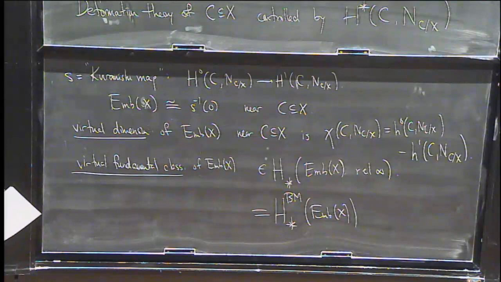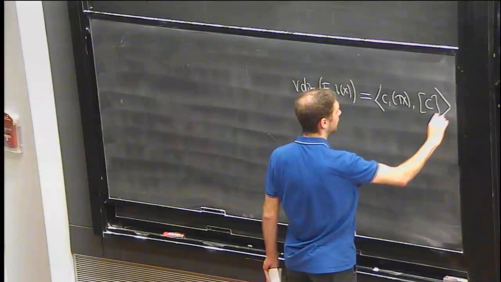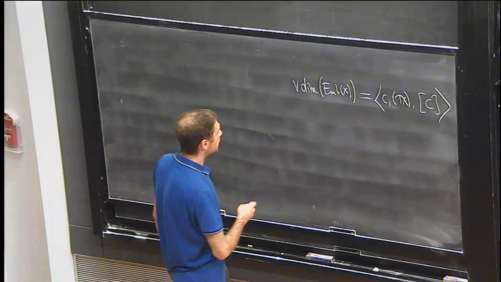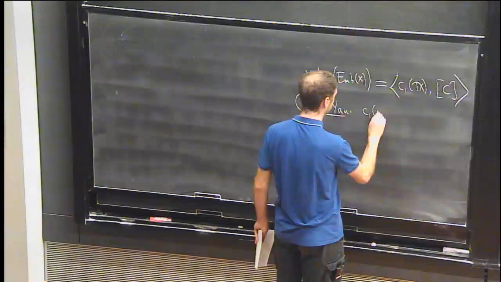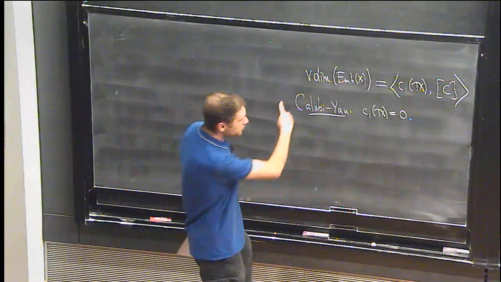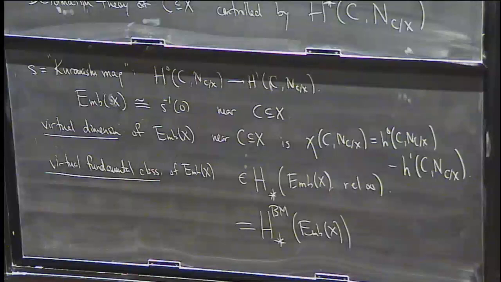So this virtual dimension, since we're in dimension 3, is very simple. It's the first Chern class of X paired against the curve C. And in the Calabi Yau setting, the first Chern class is 0. So the space of embedded curves is always dimension 0 in any homology class. And so you get an element of H0, which, if the space were compact, you'd be able to get an integer out of. But typically it's not compact.